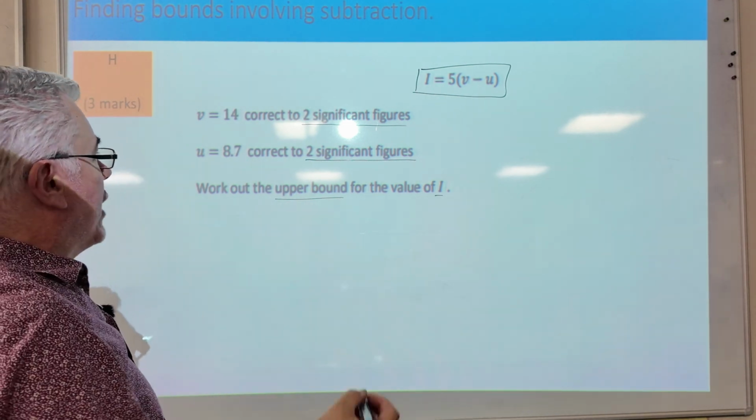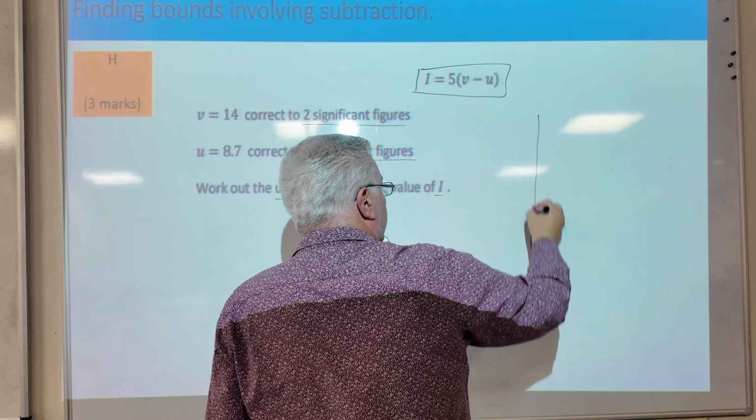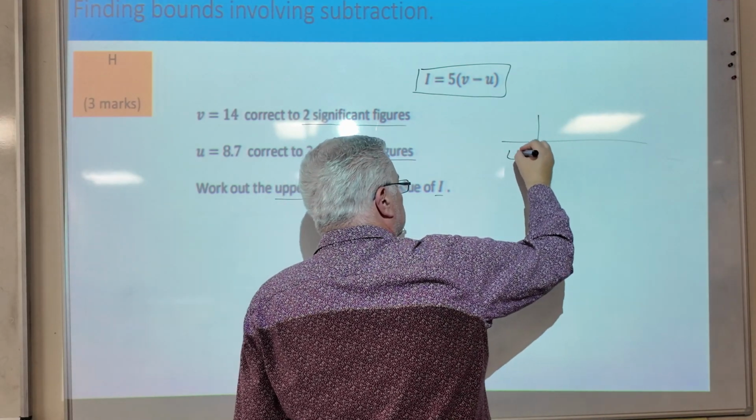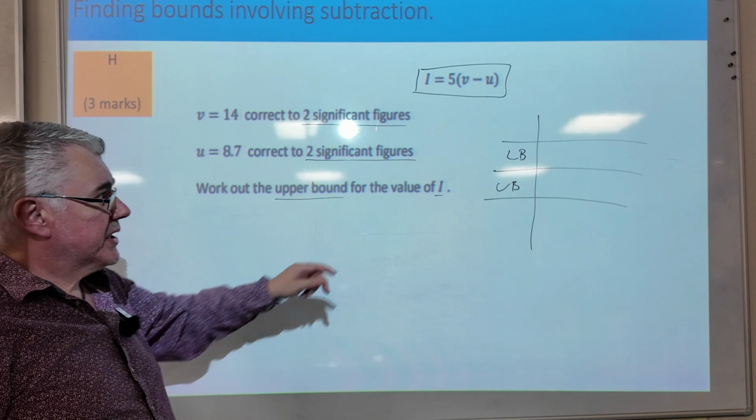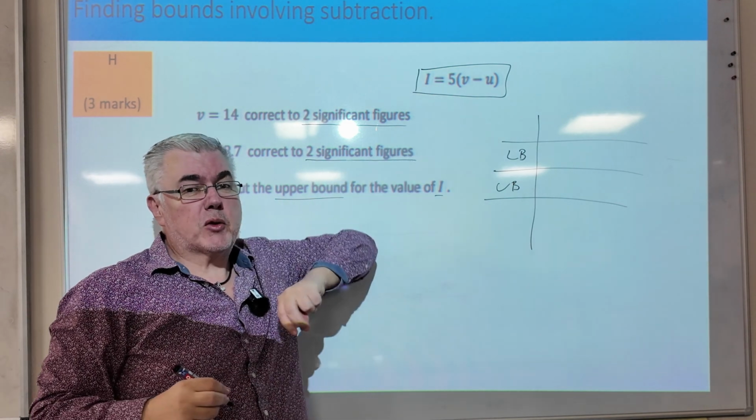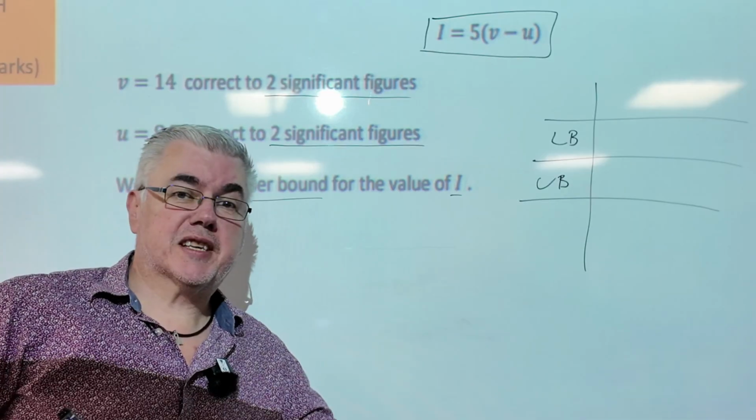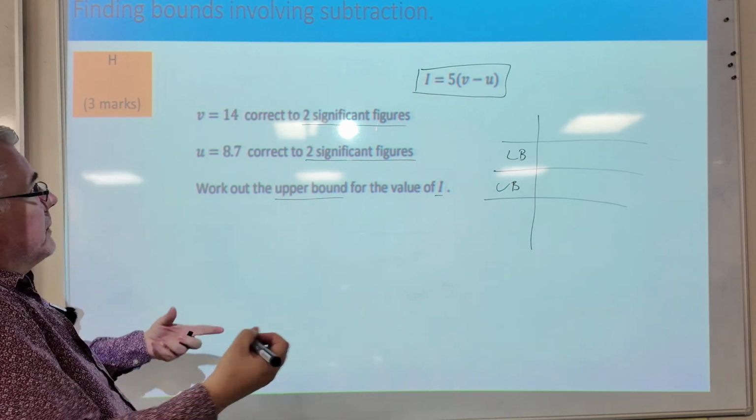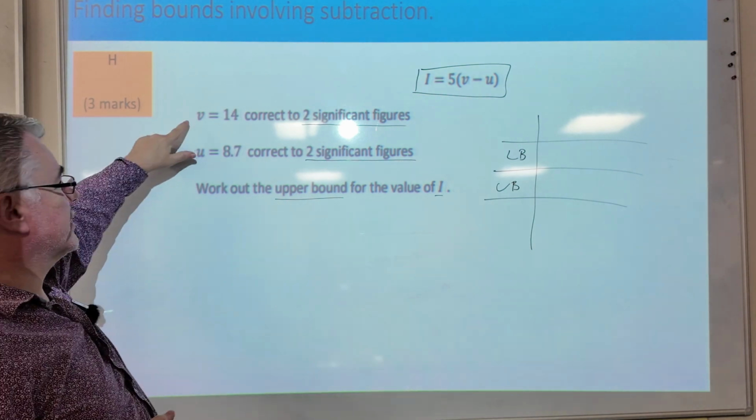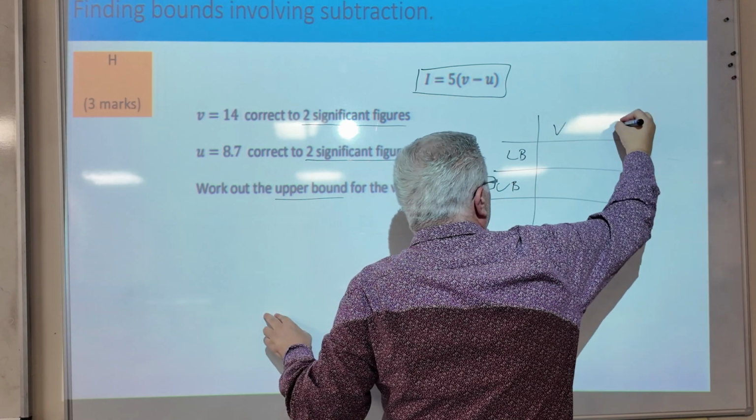I'm going to do what I always do. I'm going to start off with a table. I'm going to calculate the lower bound and the upper bound of the numbers included in this formula. If you don't know what to do, always do that. Draw a table, give the upper, give the lower. You're possibly going to get 2 marks, and it's all about grabbing as many marks as you can in your GCSE. I've got a V, got a U.